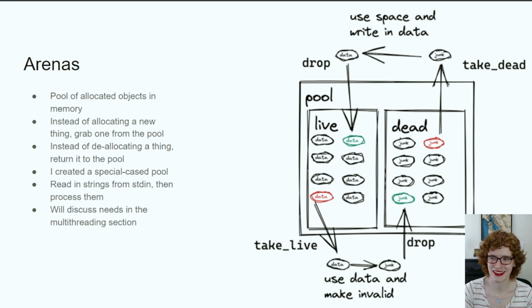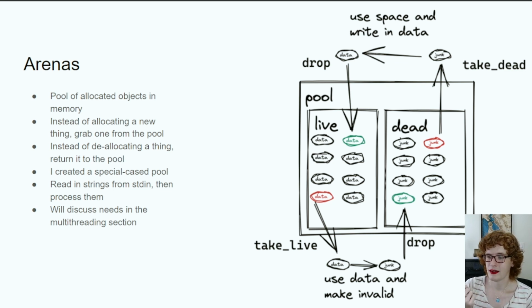The reason that I needed to create this special case type I will allude to in the multiprocessing section, but suffice to say, I needed to read lines from my IO object, and then at some point later in time, I needed to process an unspecified number of them. So I created two pools: the live pool, which held valid strings that were read from the IO object, and a dead pool, which contained strings after they had been processed and could be reused for saving on an allocation. My pool basically had two methods on it: take live, which pulled a string out of the live pool, and then that data would be processed and made invalid.